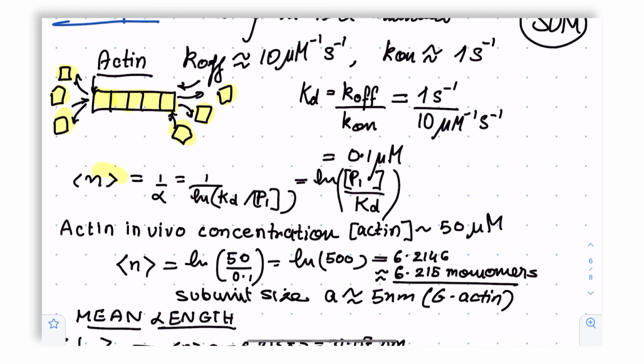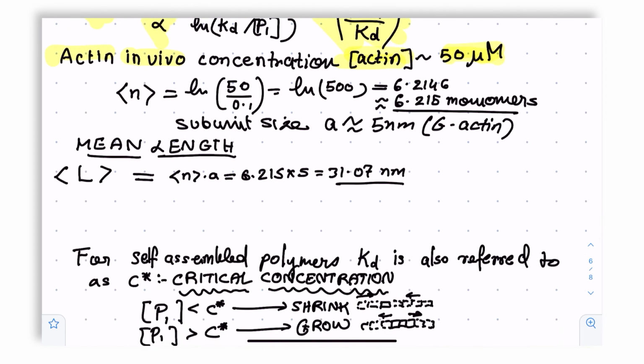Then substituting into our expression, the average of n, that is to say the mean length in terms of monomers, is 1 by alpha. We write down Kd by p1 natural log in the denominator, which if we take in the numerator, we get natural log of p1 by Kd. So what is the actin in vivo concentration? Reports tell us that in cells like yeast and mammalian cells, it's around 50 micromolar. So when we substitute all the numbers now, we get 50 by 0.1, 500, natural log, that is 6.2146 in terms of monomer units. But can we get absolute lengths?